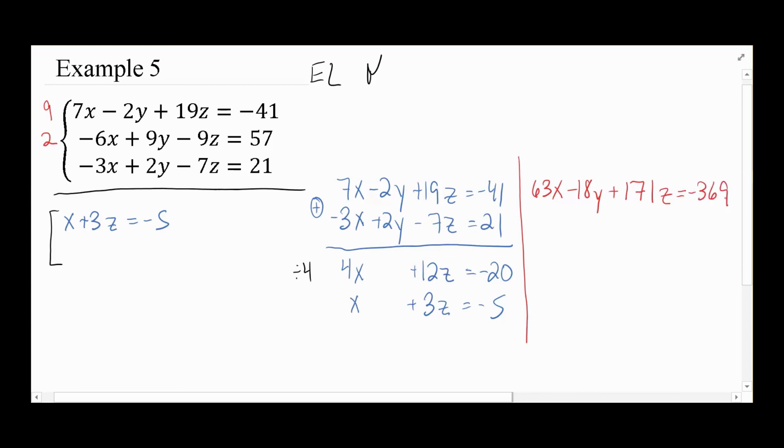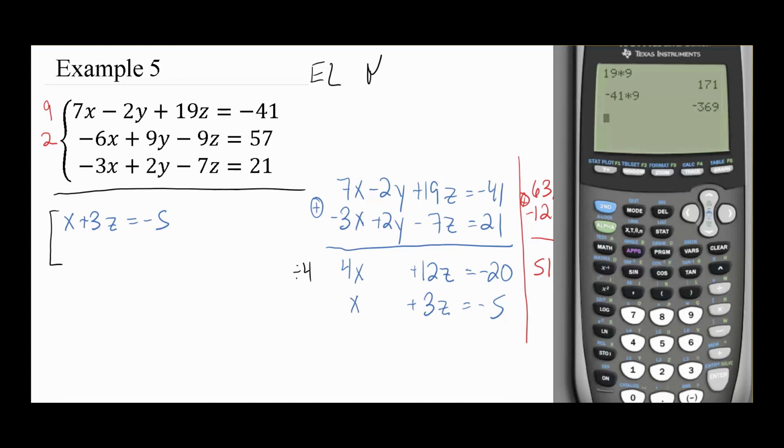Now we're going to distribute the 2 across that parenthesis, getting negative 12x, positive 18y, negative 18z, and then 57 times 2 gets me 114. We're going to add these two equations together, and yeah, those numbers are big, but we can use calculators whenever we want, so that's all right. We're going to get 51x. The y's add up to 0.